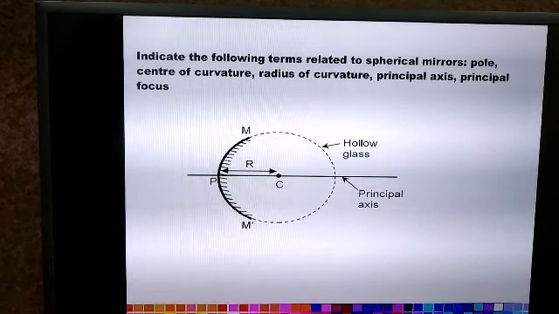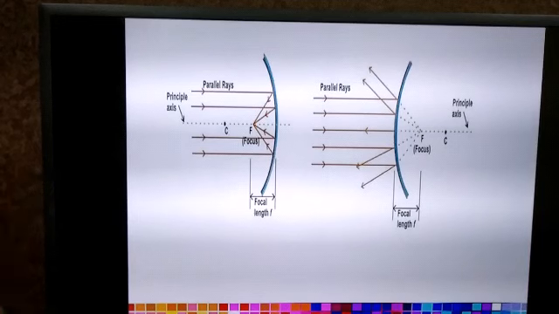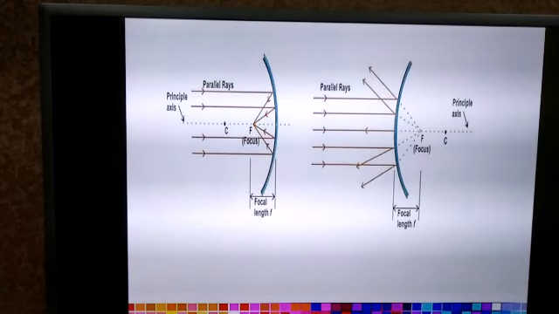Now, principal focus of concave mirror and principal focus of convex mirror. So this is a concave mirror because the inner surface is a reflecting surface and the outer surface, which you can see is shown in blue, is the painted surface. Light cannot pass onto the other side of this mirror. So now, what is meant by principal focus of a concave mirror?